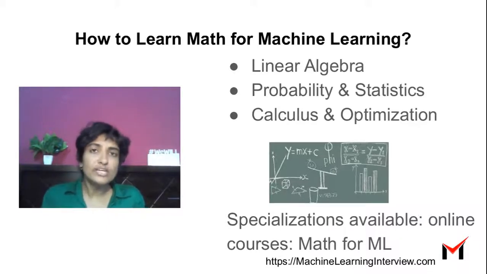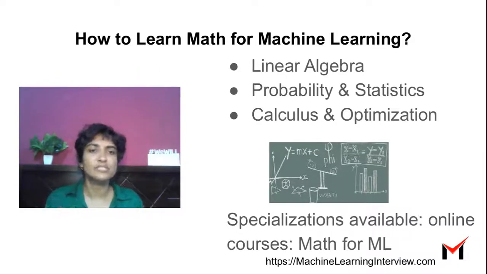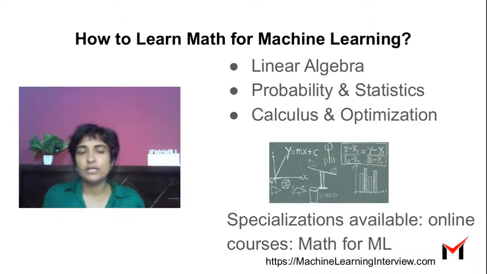A few years ago, there weren't a lot of well-curated lists of items that cover all these aspects. But now we are lucky because there are specializations available online that put together all these three aspects. Coursera, for instance, has an online specialization that covers linear algebra, probability, statistics, calculus, and optimization. There are multiple specializations. You might need to look at a few of them. Some might have a subset of these topics, but the important thing is to do all these three topics, and you will get a deeper understanding of math for ML.